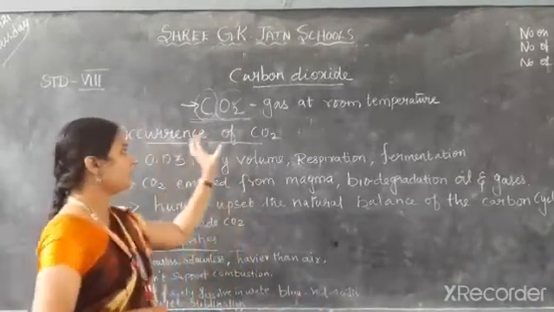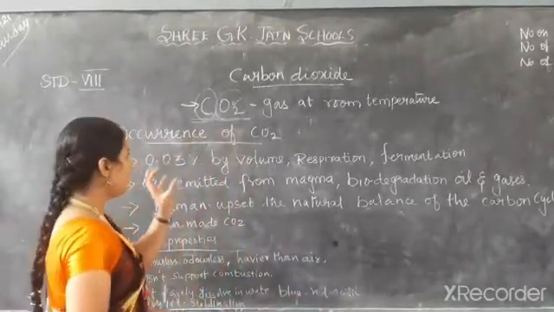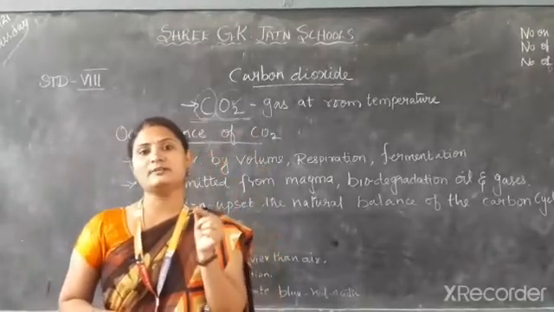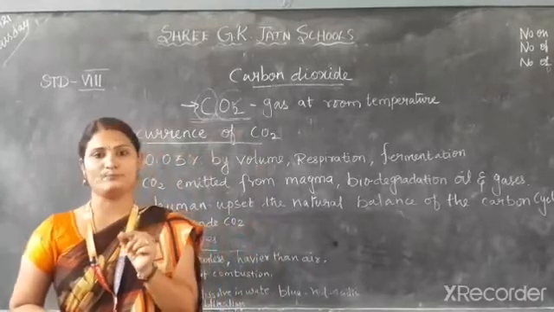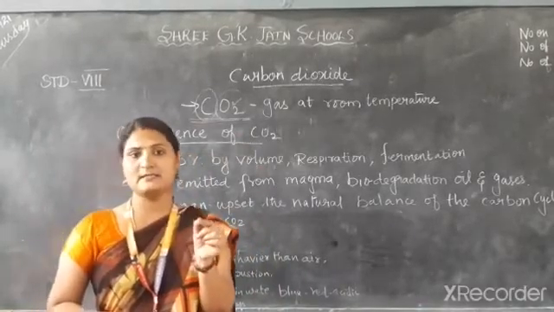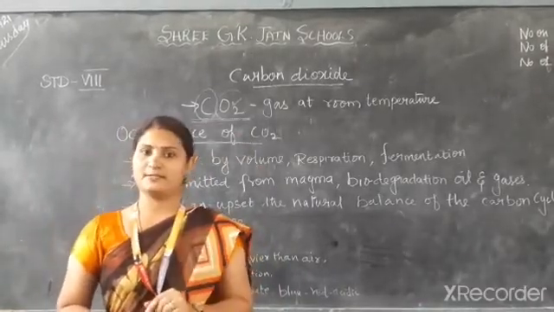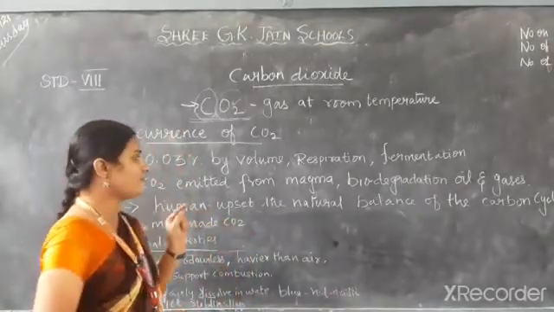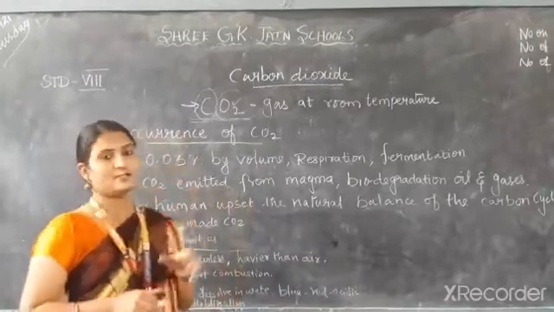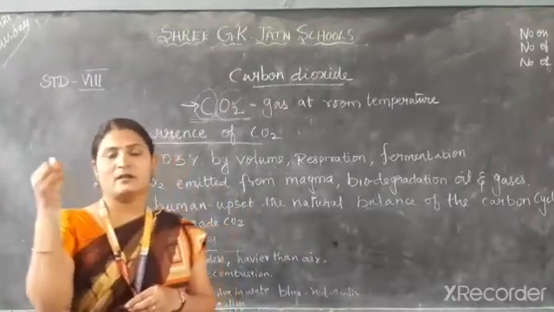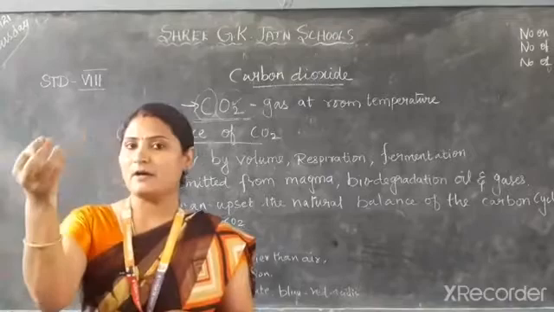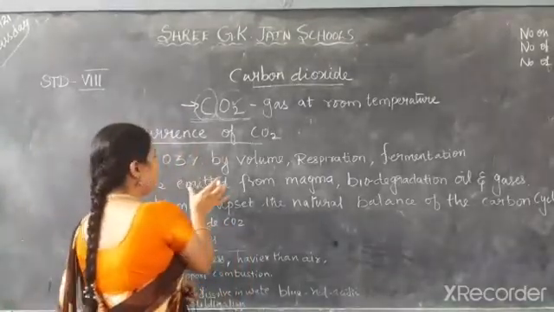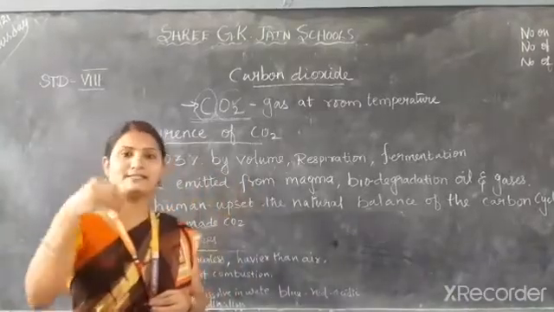The occurrence of carbon dioxide. This carbon dioxide is present in air at 0.03% by volume. And also CO2 is emitted from magma. That means volcanoes. From the volcanoes, the magma gets released, and in that magma, this CO2 also gets emitted.